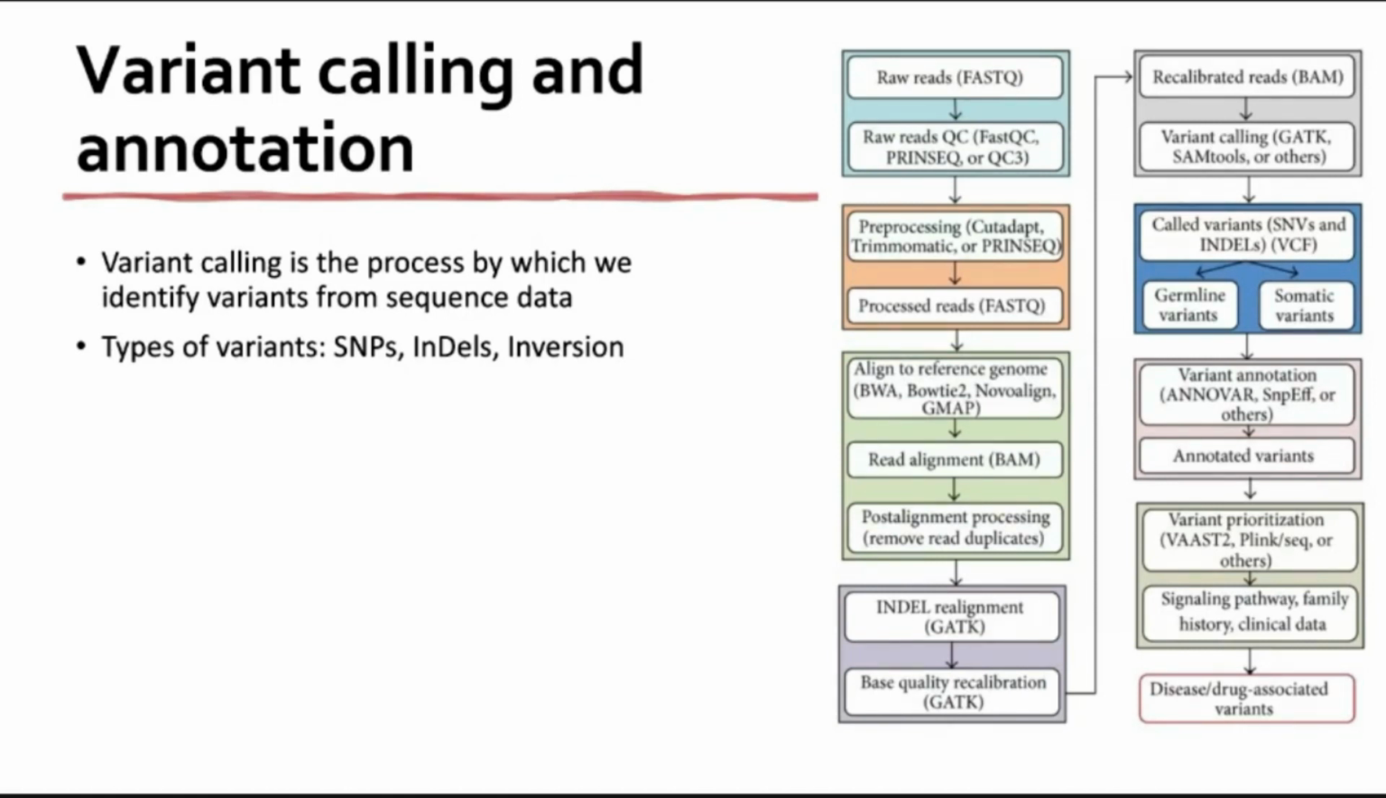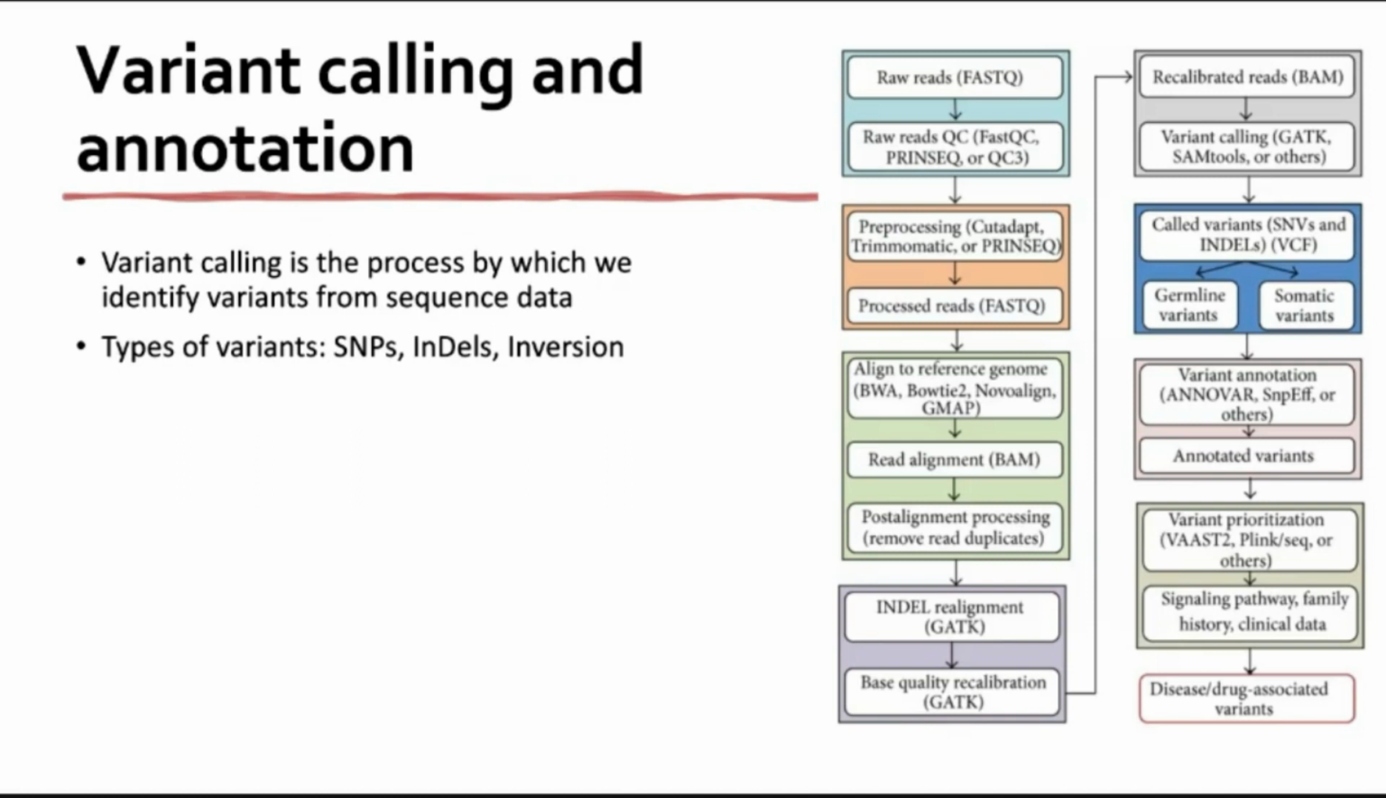Generally, variant identification is done with respect to a reference genome. Reference genome here means it can be a scaffold level genome assembly, a contig level genome assembly, or a chromosomal level reference assembly, whatever assembly is available for the particular species.